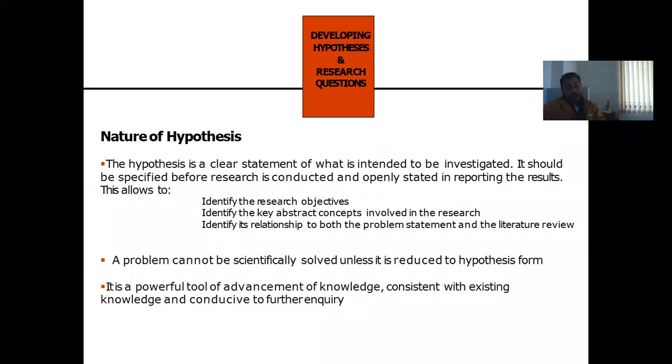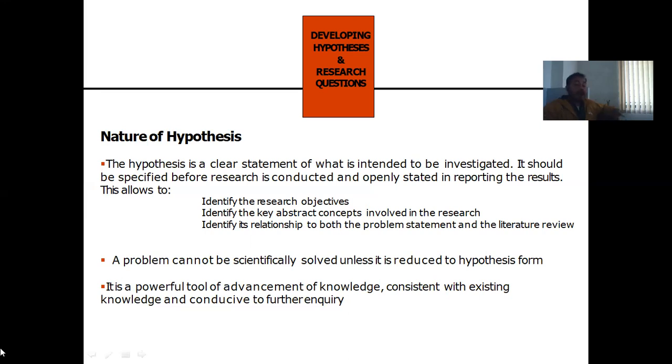Now you got it. Identify the research objectives. क्यों कर रहे हो आप cases? Then key abstract concept. Then problem statement. If the problem statement is strong, then only you can identify its relationship with that particular hypothesis. A problem cannot be scientifically solved unless it is reduced to hypothesis form. You can note down this line.